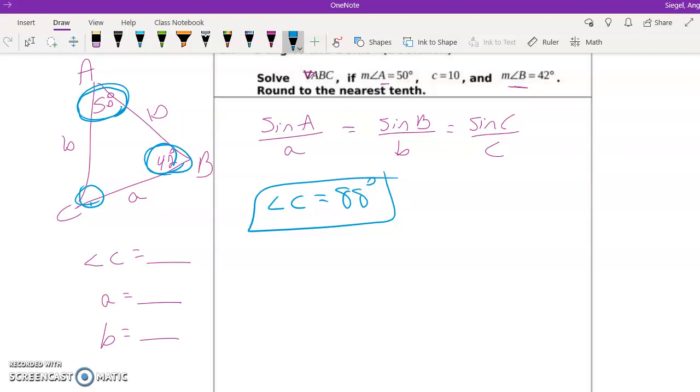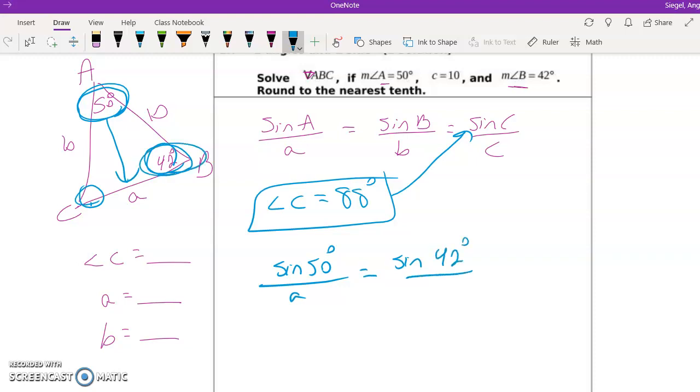Now that we have that, let's apply it to this formula. I think we have everything we need. The sine of 50 over A, I don't know that one. Then the sine of angle B, which is 42, over B, I don't know that one either. And then the sine of C, which we just found is 88 degrees, and we do know the side length of C, which is 10.